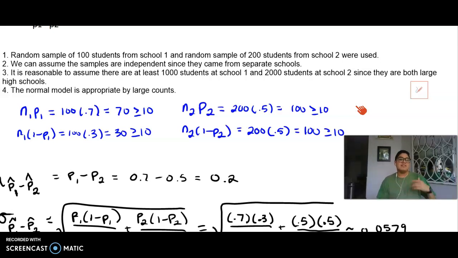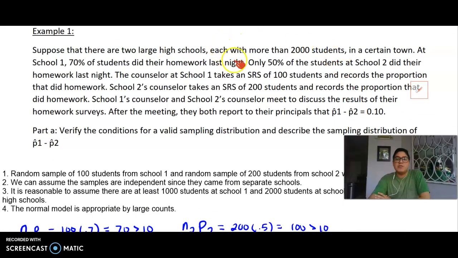Next up, we check independence within the sample, and we do so by looking at the 10% condition. So if my sample size is 100, that times 10 would tell me that I should have at least 1,000 students in the population at school 1, and 200 times 10 would say at least 2,000 students at school 2. And this is reasonable because we were told they are both from large high schools and there are more than 2,000 students. So in either case, the 10% condition is not violated.